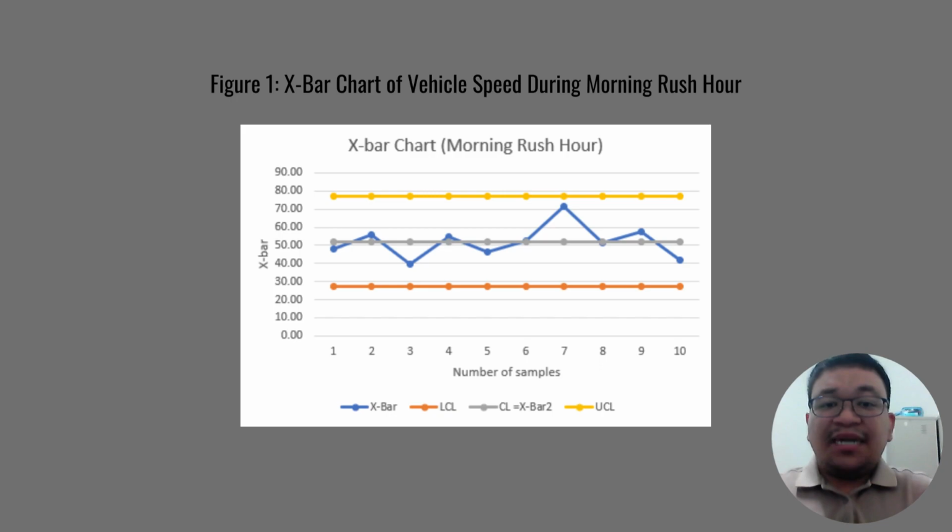So here is how the X bar chart would look for the vehicle speed during the morning rush hour, where the yellow line represents the UCLX, the orange line represents the LCLX, the blue line represents the X bar for each subgroup, and the gray line represents the center line. As you can see, the values of the X bar for each subgroup remain within the control limits.